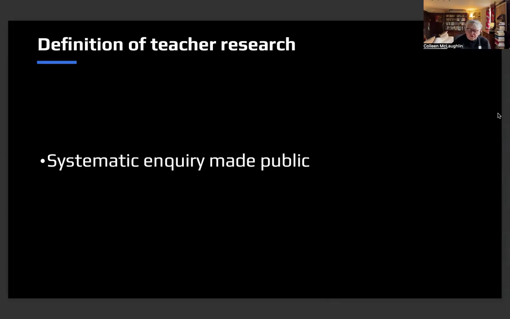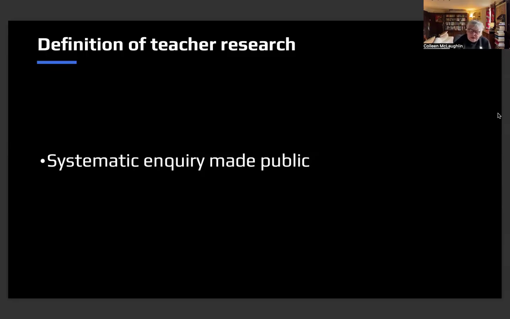So this is Stenhouse's definition, and it's very simple, but difficult. Systematic inquiry made public. Now, what he meant by that was, yes, inquire, think, explore your teaching and the students' learning, but it must be systematic. You can't say, I think I'm doing really well in that class. I spoke to one student and they said that what I'm doing is brilliant. I need to talk to more than one student. I need a way of inquiring that's systematic.